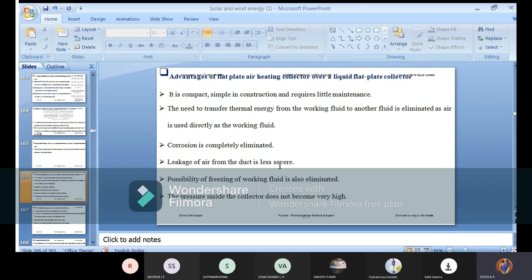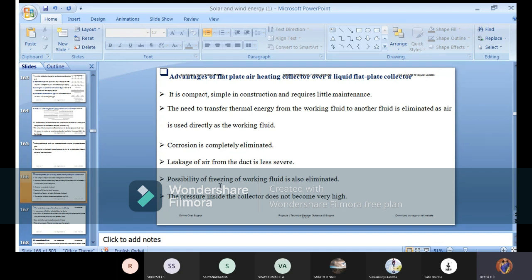Means if you consider any leakage can happen, because air will definitely be freely available and it can move off. But in this, it is an enclosed barrier you're using. And in that case also, just 1 to 2% of leakage can happen in a system. Next, possibility of freezing of working fluid is also eliminated.